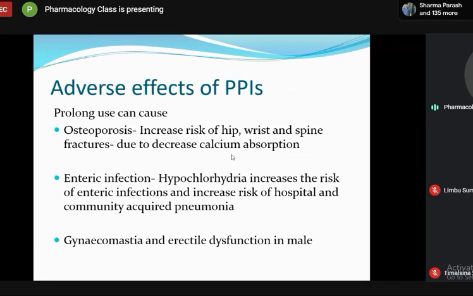Similarly, it causes hypochlorhydria because there is less acid secretion, so that can again lead to enteric infection. You must know that acid is also required to kill bacteria, but on continuous, prolonged use, it can cause enteric infection. That can increase the risk of hospital as well as community acquired pneumonia. And in males, it has been found to cause gynecomastia and erectile dysfunction. These all are because of the prolonged use of proton pump inhibitors.